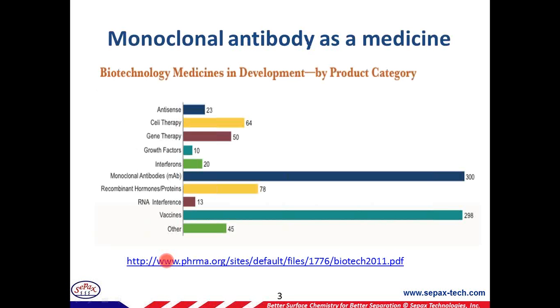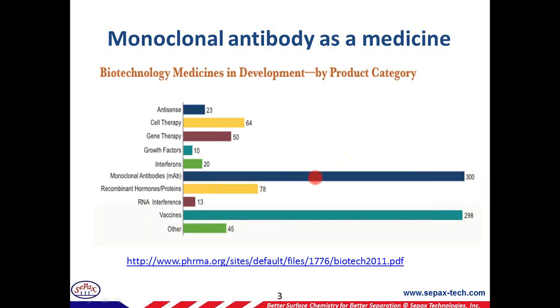All right, let's talk a little bit about monoclonal antibody. It is a very important class of therapeutic drugs. This graph is taken from the report published by the Pharmaceutical Research and Manufacturers of America last year in September. As you can see, out of the 900 drugs in clinical trials, a third of them are monoclonal antibodies, covering more than 20 therapeutic areas. Cancer and infectious disease are the top two categories.